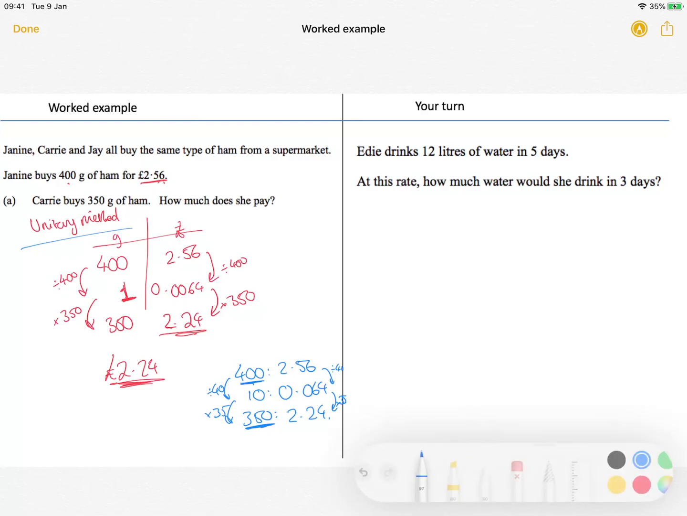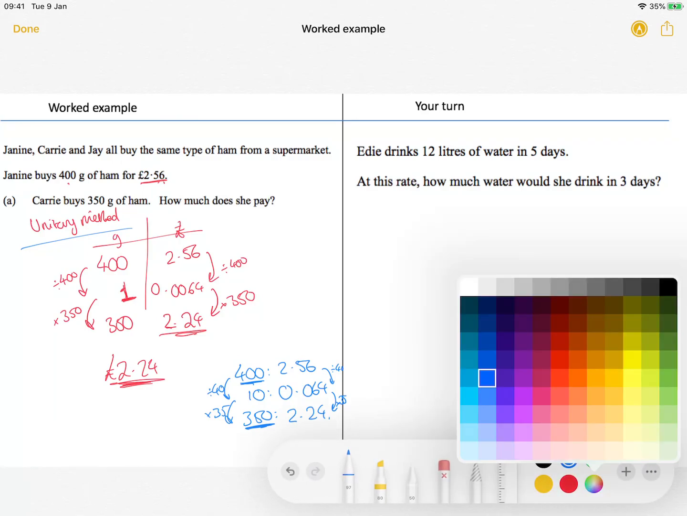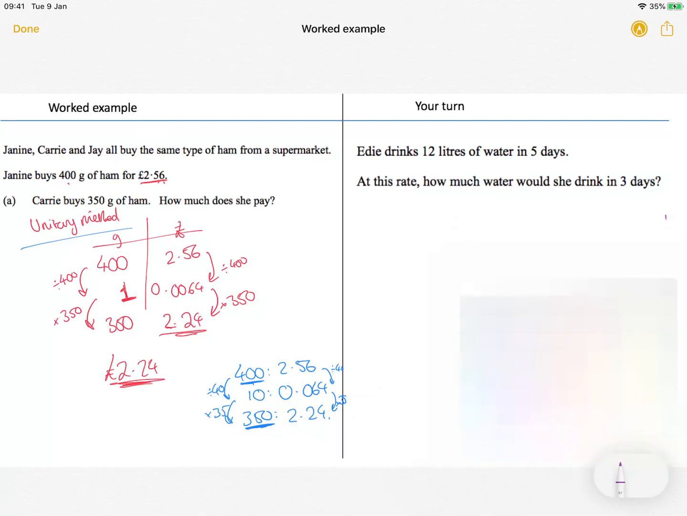Right, pause the video, have a go at your turn, and then I'll go through it now. So I'll set up in a ratio. So that's litres to days. Looks a bit like it says limes.